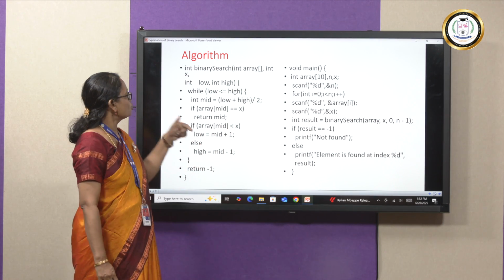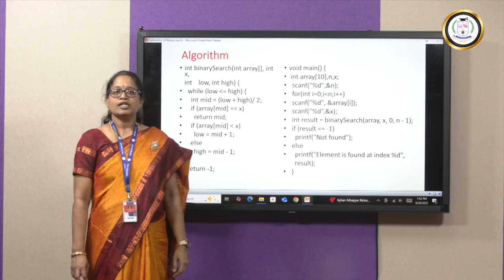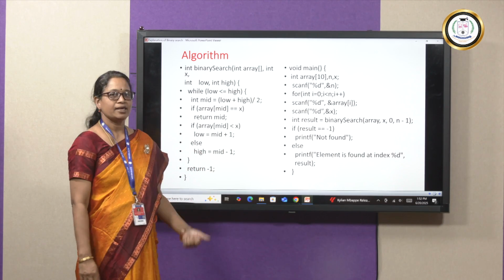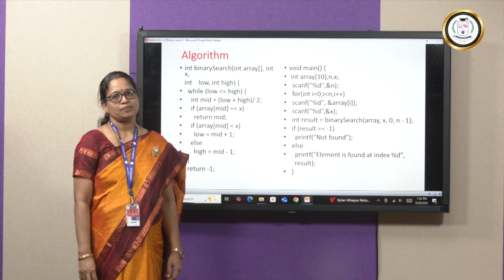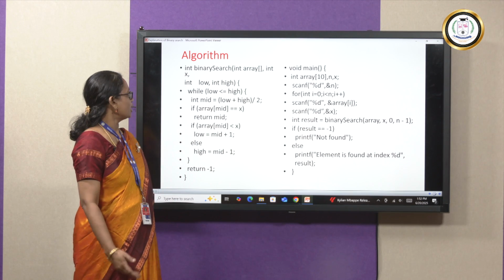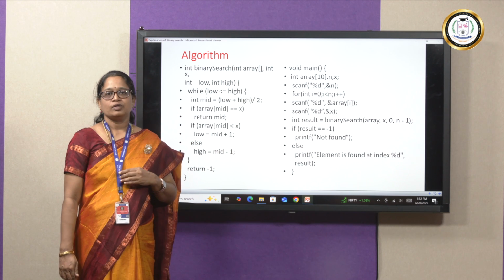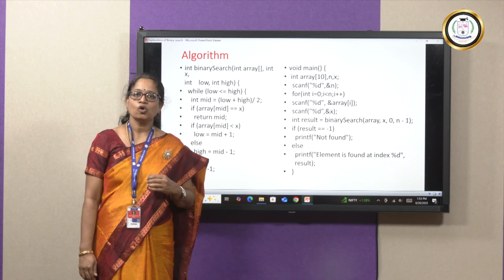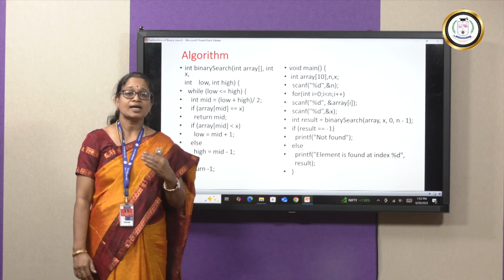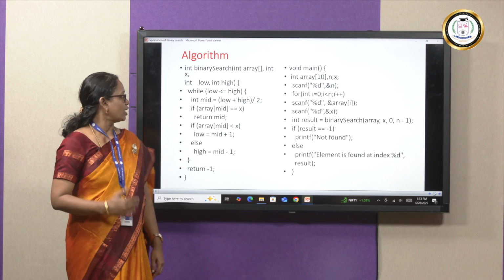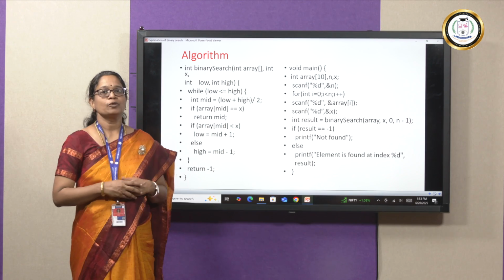So now let's go to the function. In the binary search function, we have the parameters array, x, low and high. Array is the input array and x is the target element, and low and high are the lower and higher indices. So now we have the while loop, while low less than or equal to high. That is the terminating condition. While low is less than or equal to high, it enters the loop.